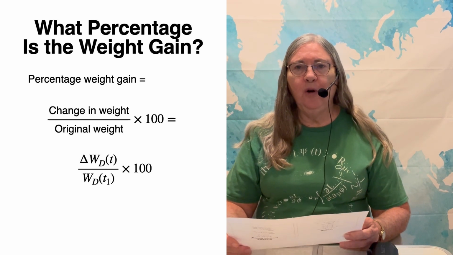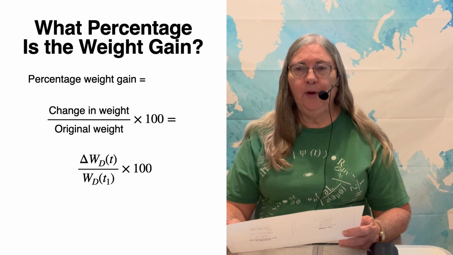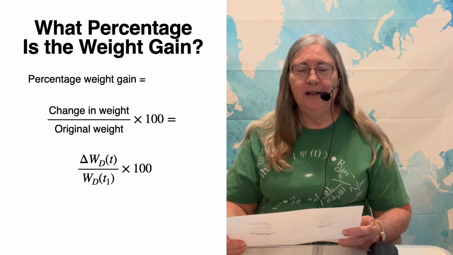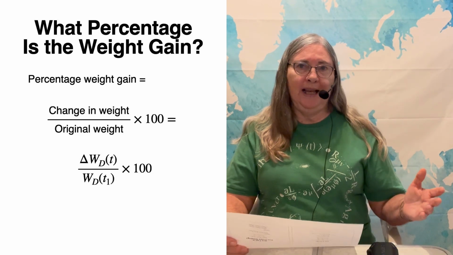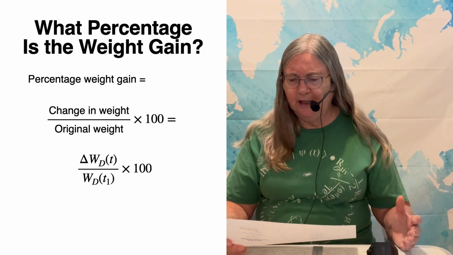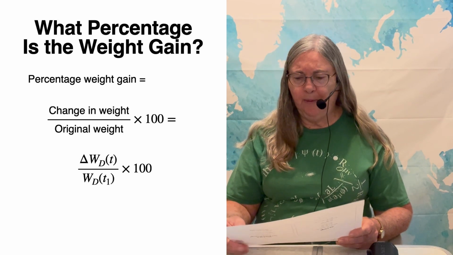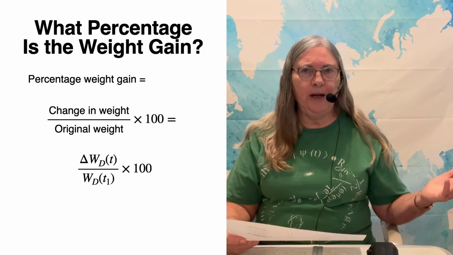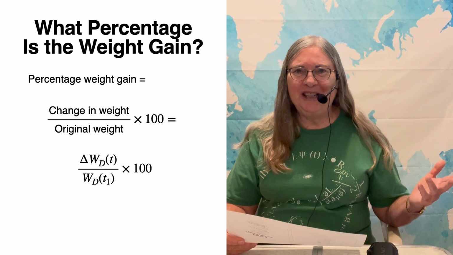Then you might want to know what percentage weight gain, because if you have a Labrador that gains 1 pound, that's not too much, but if it was a Chihuahua that gains 1 pound, that's probably a lot. Okay, so take the change in weight divided by the original weight, multiply by 100. That gives you another equation for the percentage change in weight.